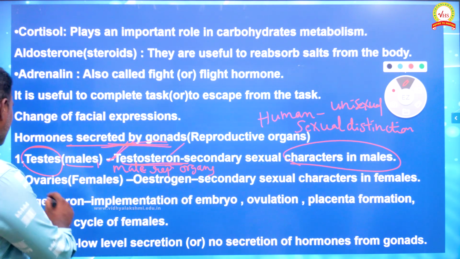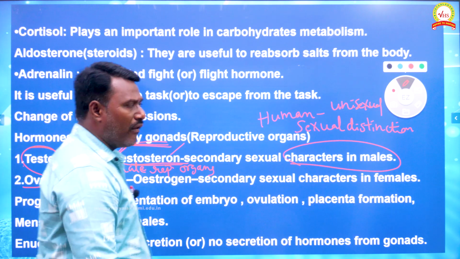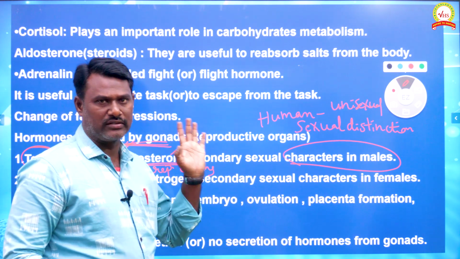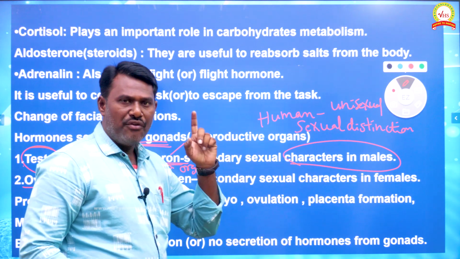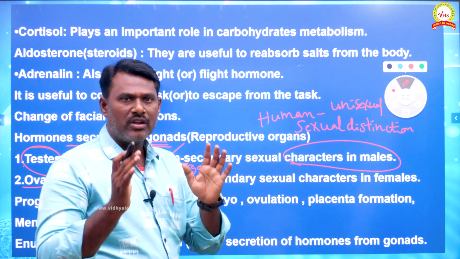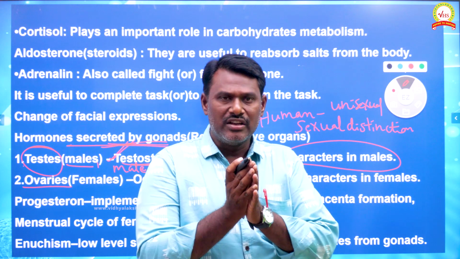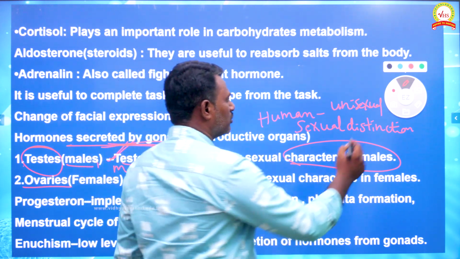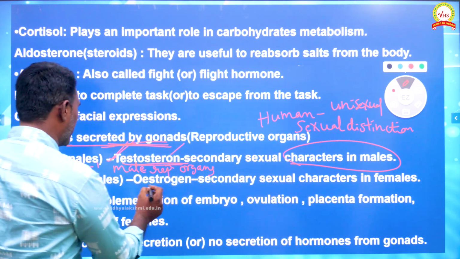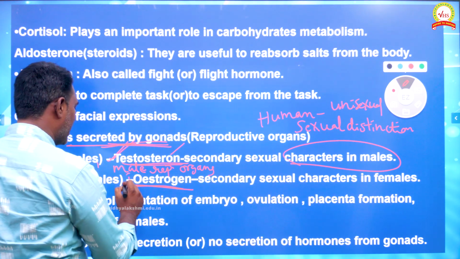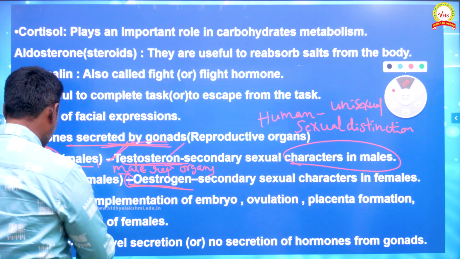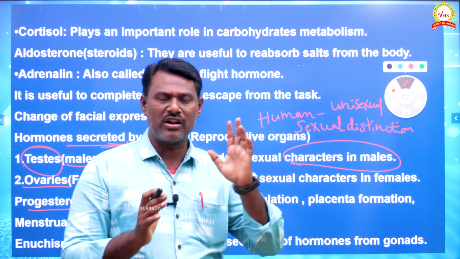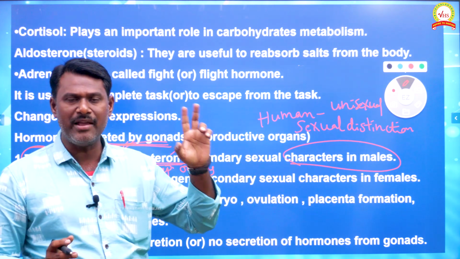Next, we can see ovaries. Ovaries are called female reproductive organs, and these two ovaries secrete two specific hormones. One is called estrogen and the second one is called progesterone. Estrogen and progesterone are the two hormones secreted by ovaries.